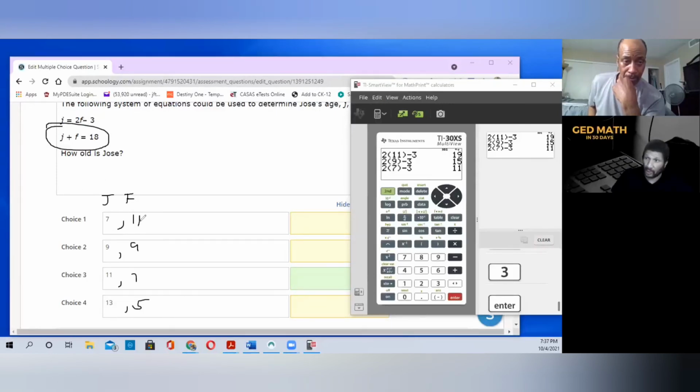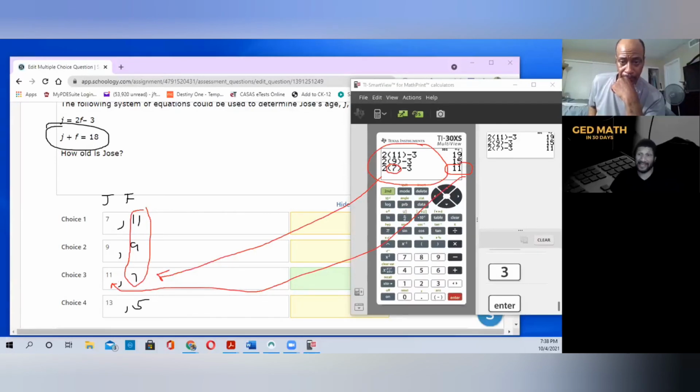2 times F. So 2 times 11 minus 3 has to equal 7. It wasn't. So that's what I did over here. I just plugged those numbers in. I plugged that 11, 9, and 7 until I got Jose's age. So when I got this 11 here, and I got the 11 here, I knew it was this third choice. So I knew right away that Jose was 11, Franco was 7, right there. And both of them hold true.